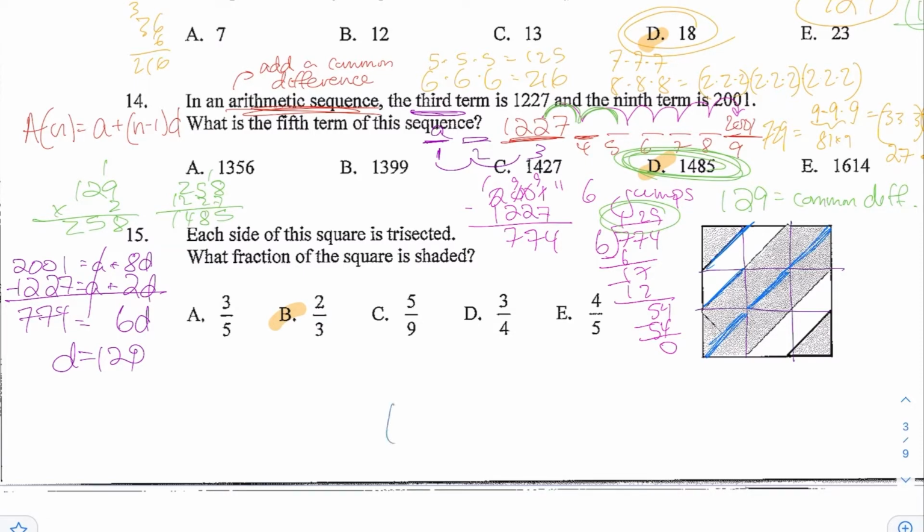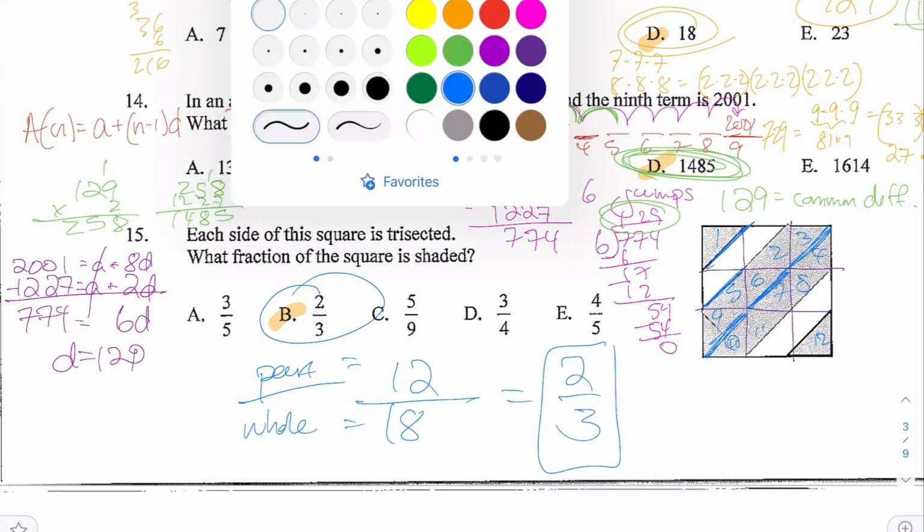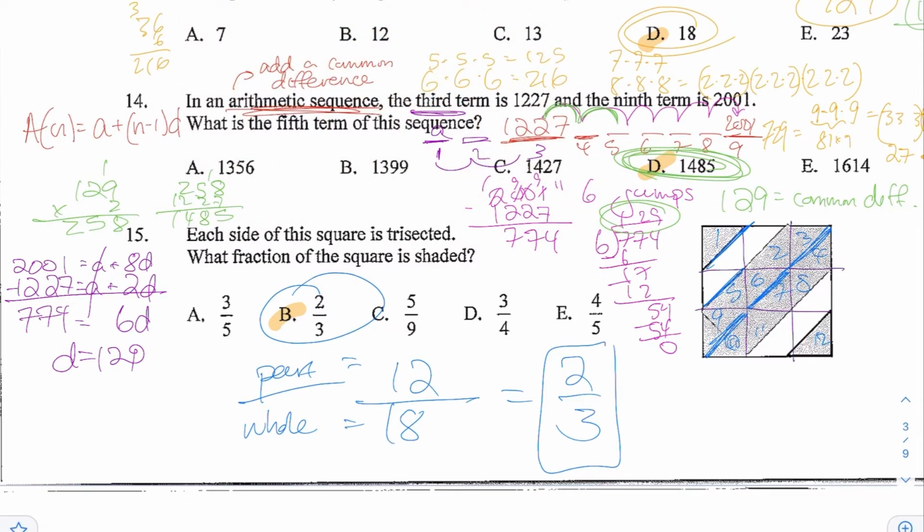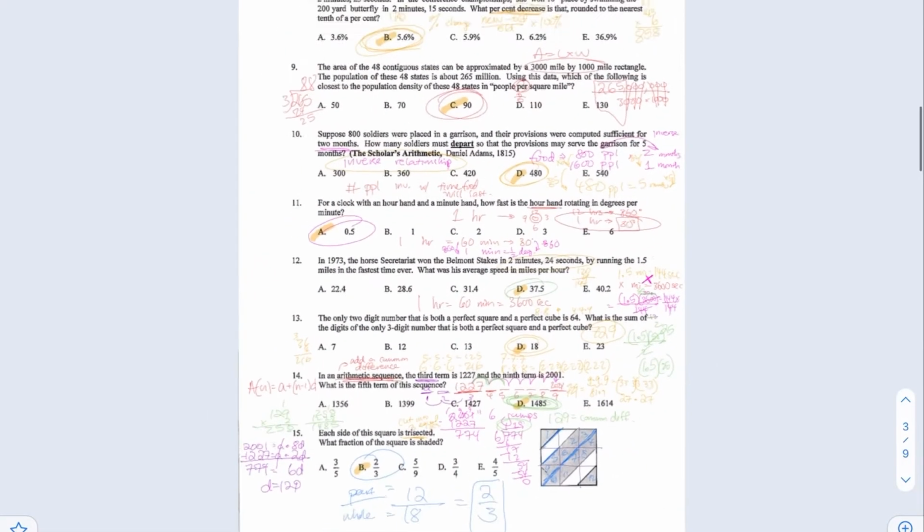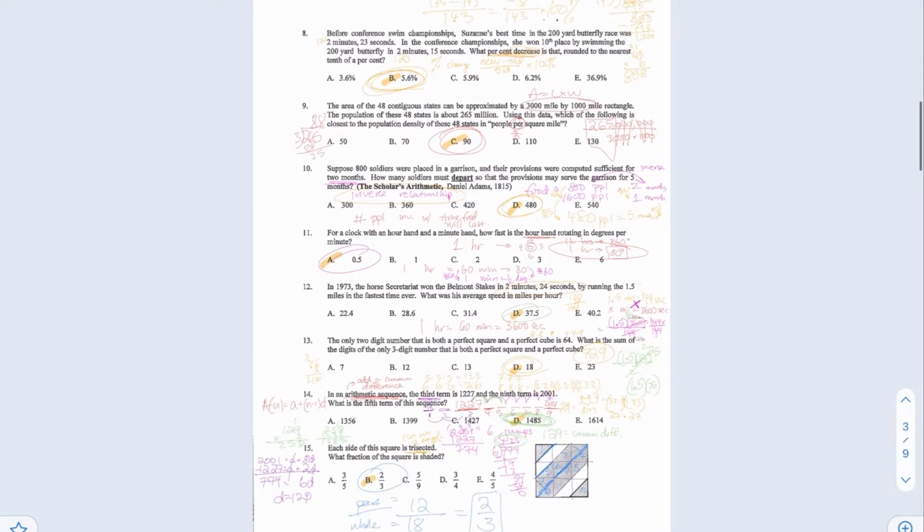So if there are 18 pieces total, or the whole, and the part is the shaded, which you have 1, 2, 3, 4, 5, 6, 7, 8, 9, 10, 11, and 12. So it's 12 over 18, or 2/3, choice B. So here the keyword is trisected, which means cut into 3 equal pieces. And here is the summary for this page.